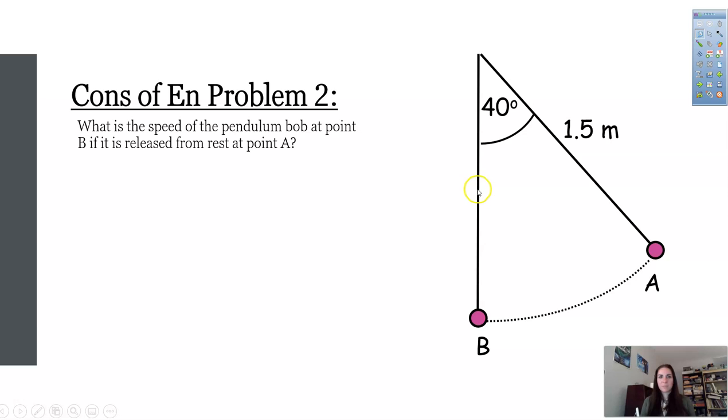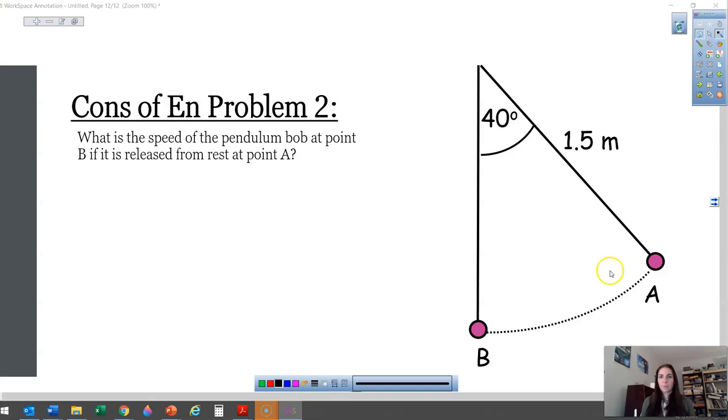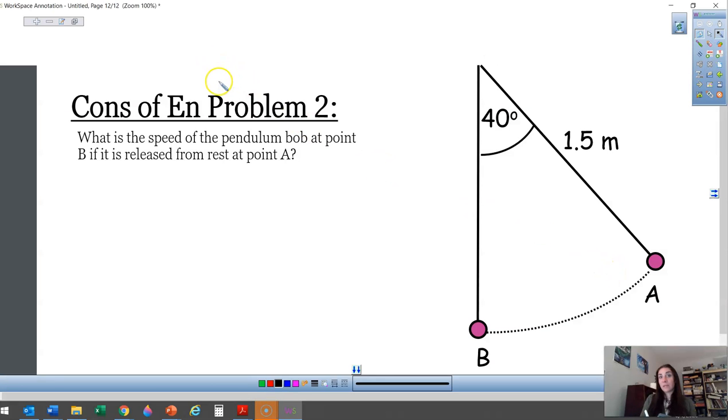There we go. This one. What is the speed at the bottom of the pendulum if it's released from rest from point A? So this is what I call your typical mean problem, because notice there's no mass in this, so that's not helpful. But remember, if you don't get mass, then it has to cancel.